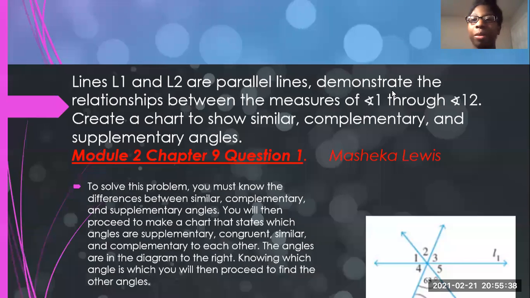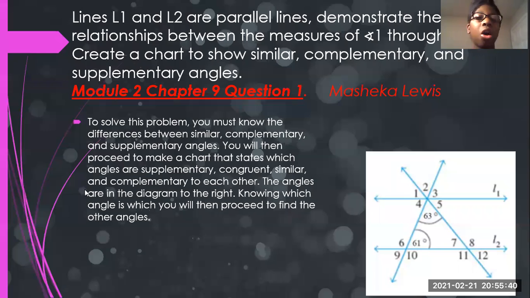Sorry about the wait. Okay, so our problem 1, they want us to find our missing angles in this diagram right here. And it's 1 through 12. They already give us 2 angles. So what we have to do is find the different angles.